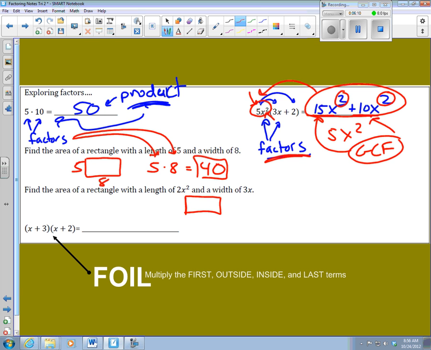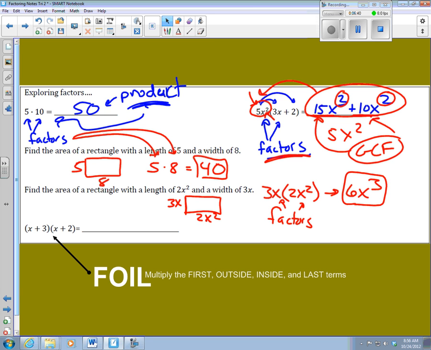Find the area of a rectangle with length 2x squared and width 3x. So we got 3x times 2x squared. Once again, these are my factors right here. These are what we want to be able to pull apart eventually. And this is equal to what? 6x cubed. Now this is only one term. You generally don't factor one term, but we're just looking at factors and where they're coming from.